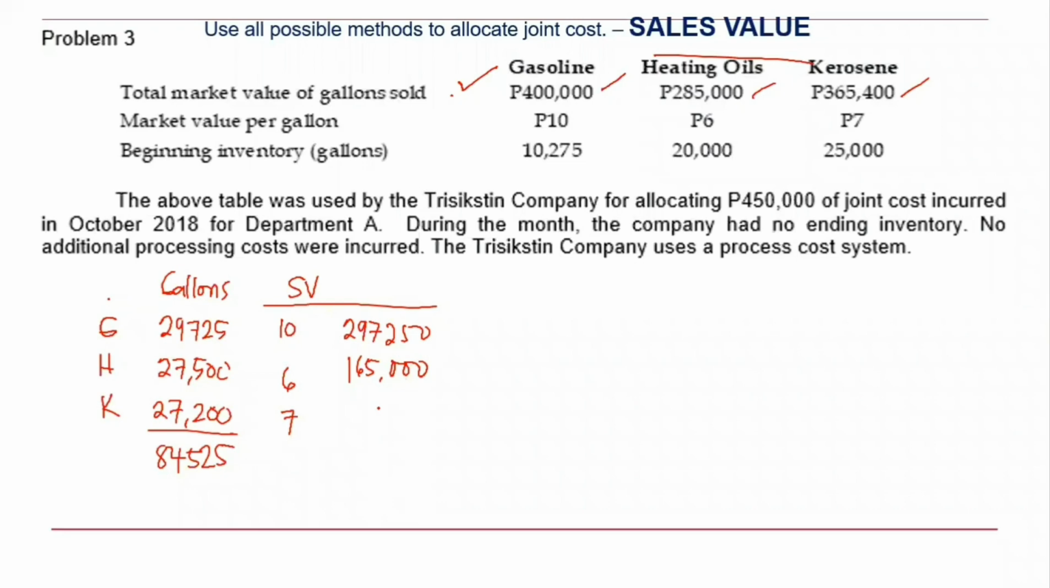Ayan. And then for the last one, it's 27,200 times 7, it's 190,400. Okay. So 297,250 plus 165,000 plus 190,400. So that would be 652,650. Ito na po yung sales value na pagbabasihan po natin ng ating allocation and joint cost.